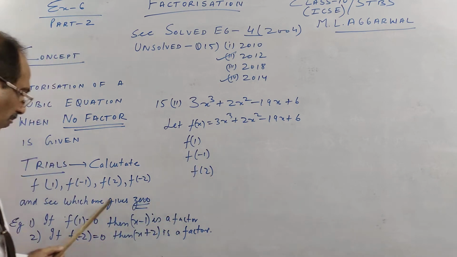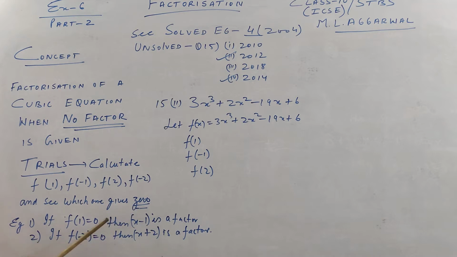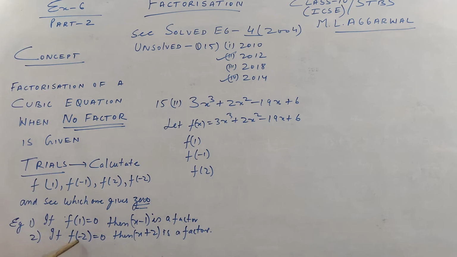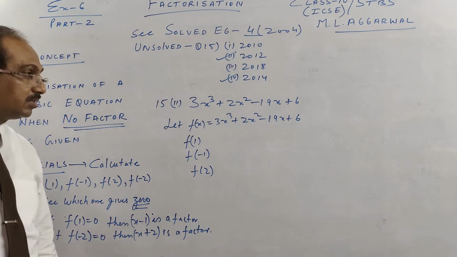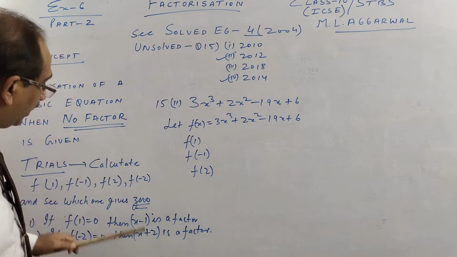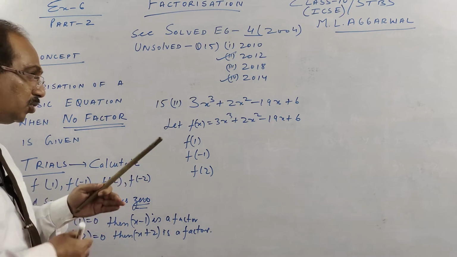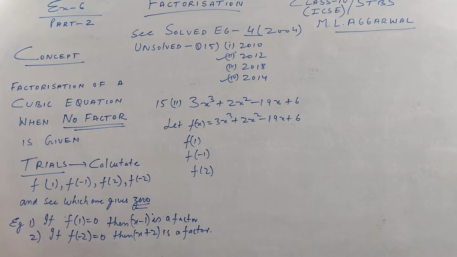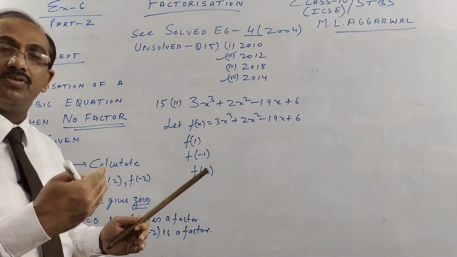When you do that, wherever you get 0, suppose f(1) gives you 0, then x minus 1 is a factor. If f(-2) gives you 0, see the change of sign, then x plus 2 is a factor. So while I do the 2 sums, you can rewind, come back and see the video from the beginning, and if possible see the full thing.